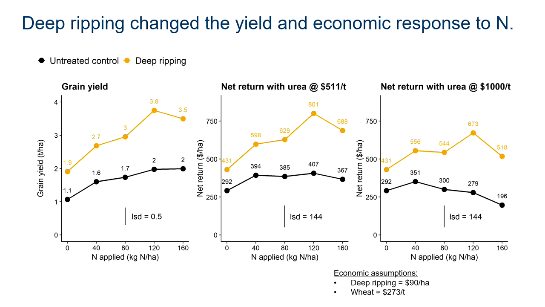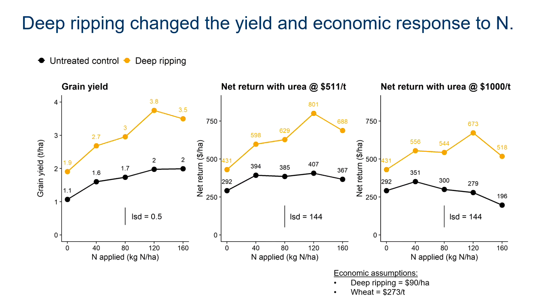nitrogen rate increases. Just to pick out some numbers for you, where we've applied 40 of N, the untreated control is 1.6 tonne, the deep ripping 2.7. Going out to 120 of N, the untreated control is 2 tonne, the deep ripped is 3.8 tonne. So a highly significant interaction there, and the outcome in terms of yield is pretty obvious.